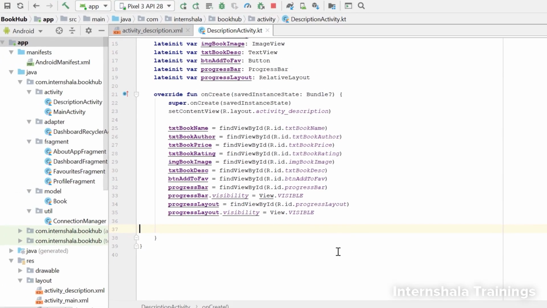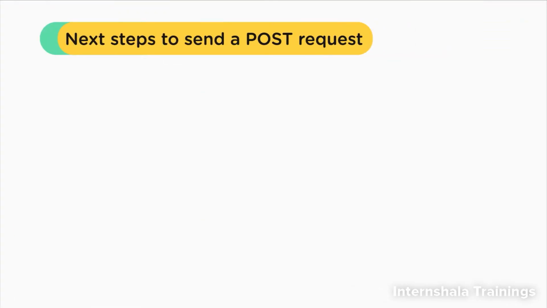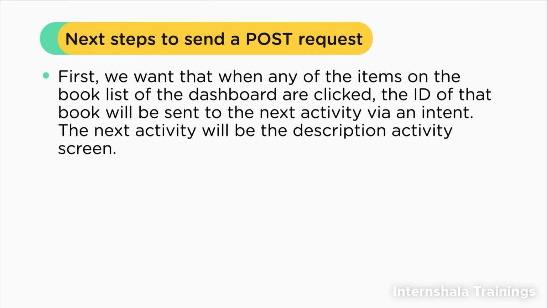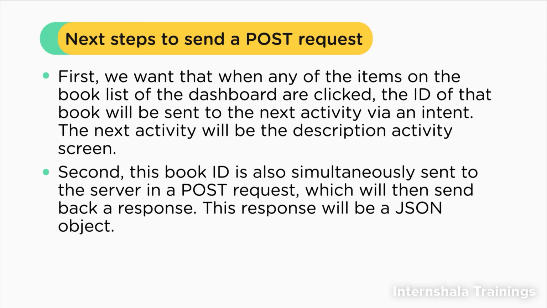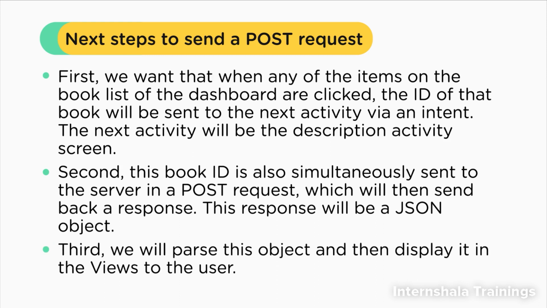Okay, done. Now, let's first understand the next steps that we need to take. First, we want that when any of the items on the book list of the dashboard are clicked, the ID of that book will be sent to the next activity via an intent. The next activity will be the description activity screen that we created in the previous video. Second, this book ID is also simultaneously sent to the server in a post request, which will then send back a response. This response will be a JSON object. Third, we will parse this object and then display it in the views to the user. Simple enough? Let's go do it.